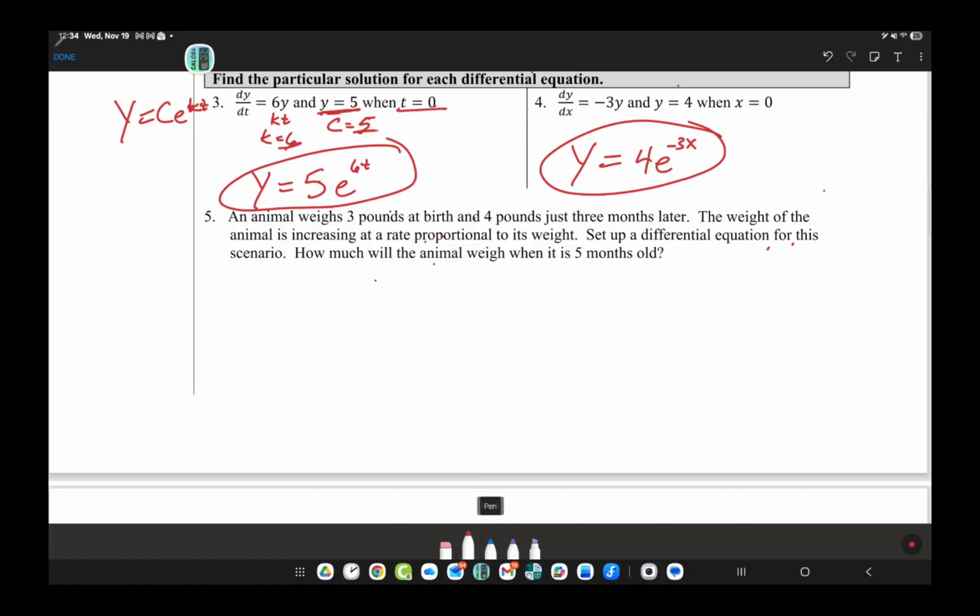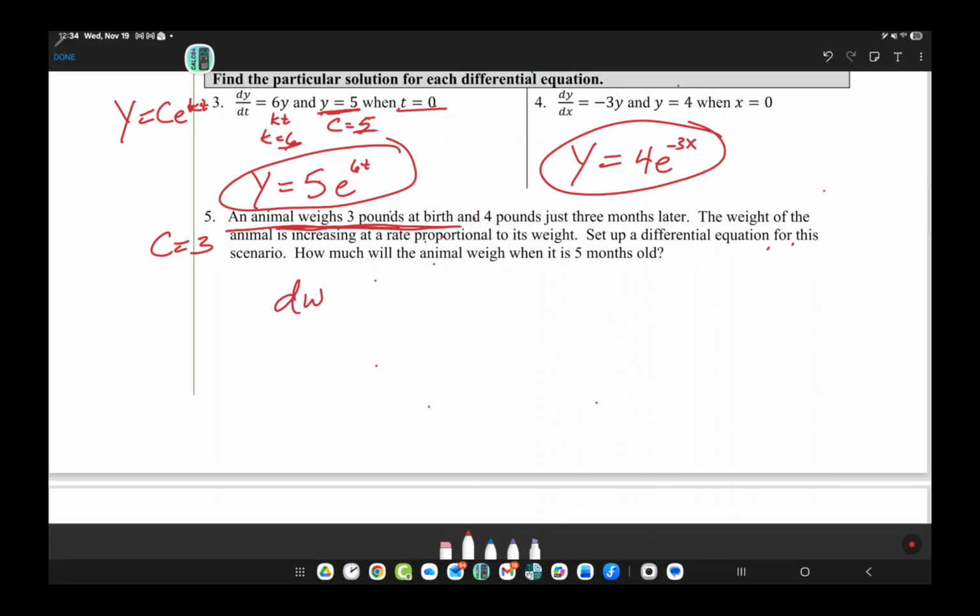So we are going to use this concept to create the exponential growth model. At the animal's birth weight, weight at birth. Now again, that means that's my c value. C equals 3. And 4 pounds at 3 months later, the weight of the animal is increasing at a rate proportional to its weight.